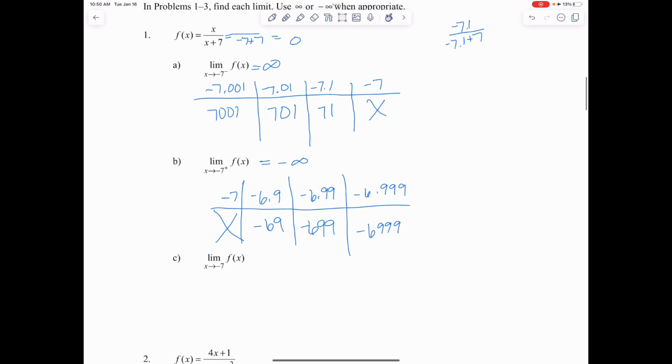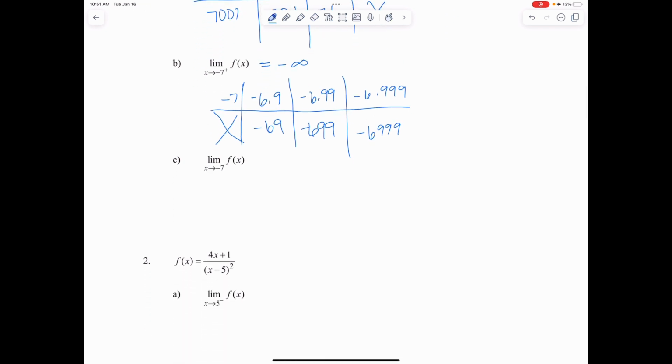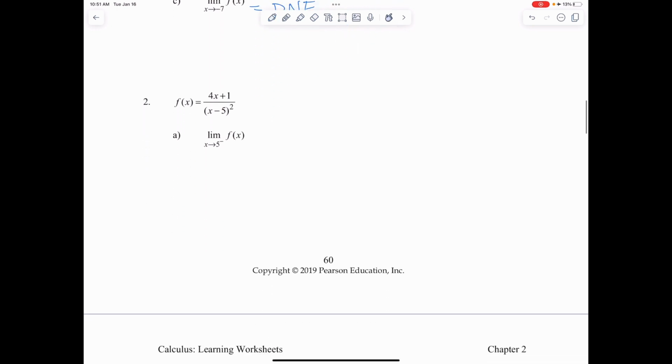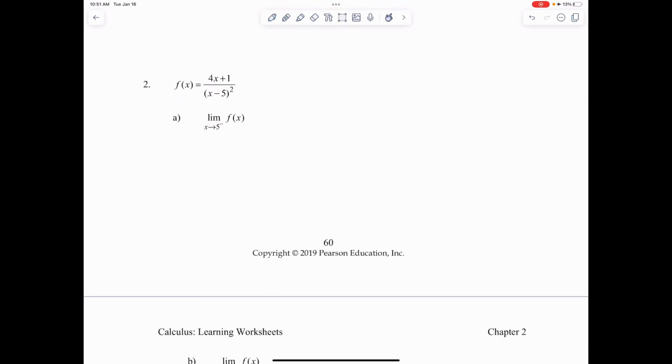Now we take what we know about limits, and if we generally want to find the limit as x goes to -7, we want to make sure our left-hand side and our right-hand side are going the same. And since they're not, this limit does not exist. Okay, let's look at another one.